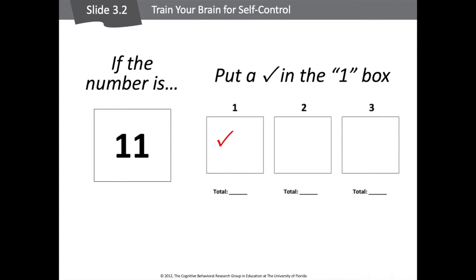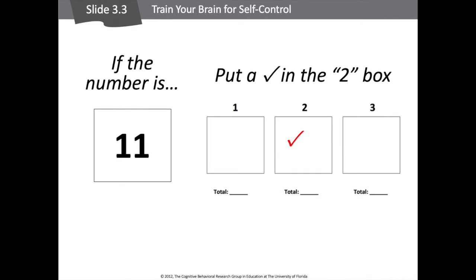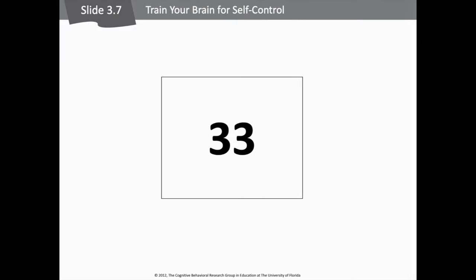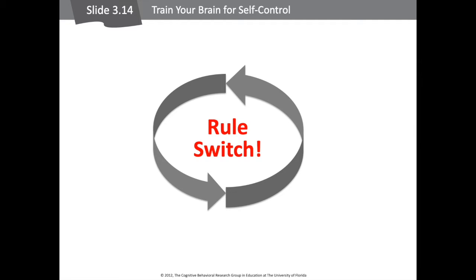For example, if you see 11, which is made of the digit 1, you'll put a check in the 1 box like this. At some point, I'll switch the rule and tell you to record how many digits are shown. When I tell you the rule has switched, you'll put a check in the 2 box because 11 is a 2-digit number. If you're ready, we will first start by putting a check in the box that reflects the digit that is shown. Now the rule has changed to record how many digits are in the number.